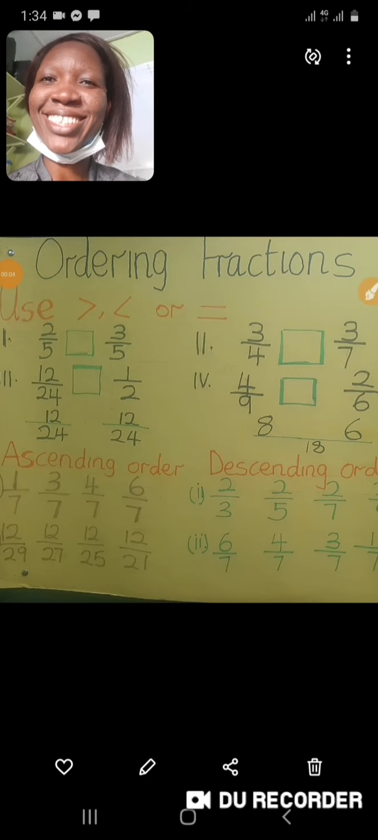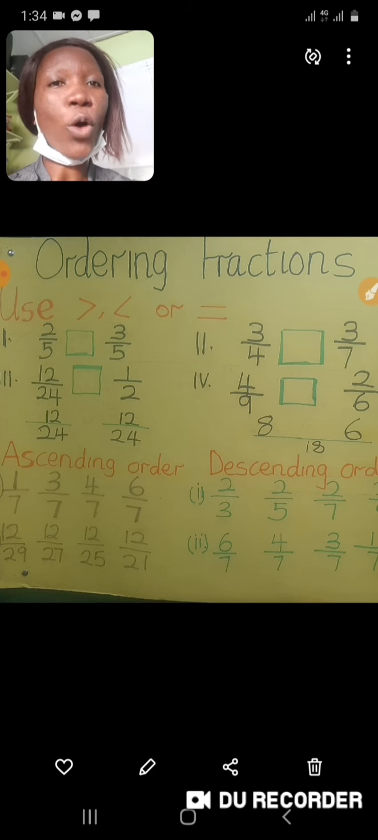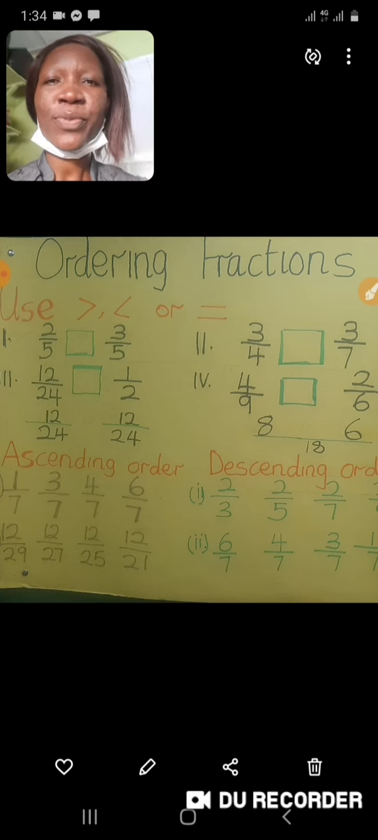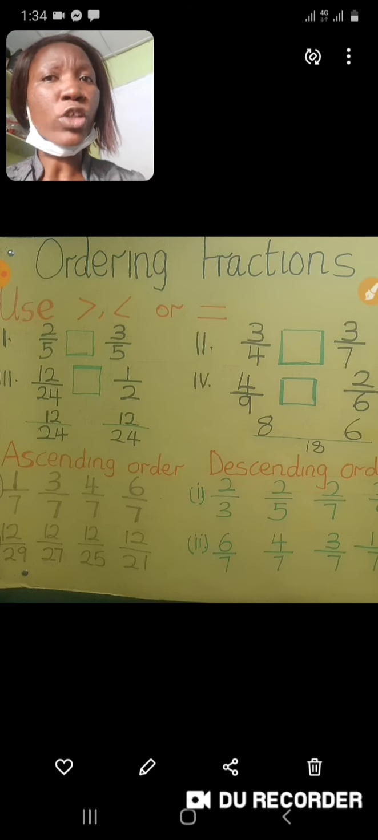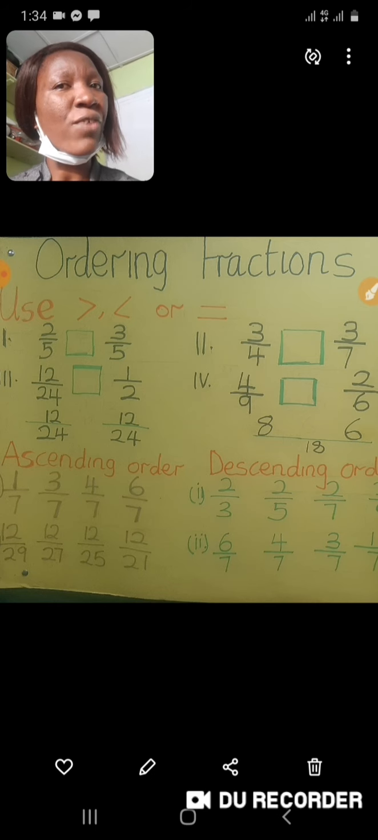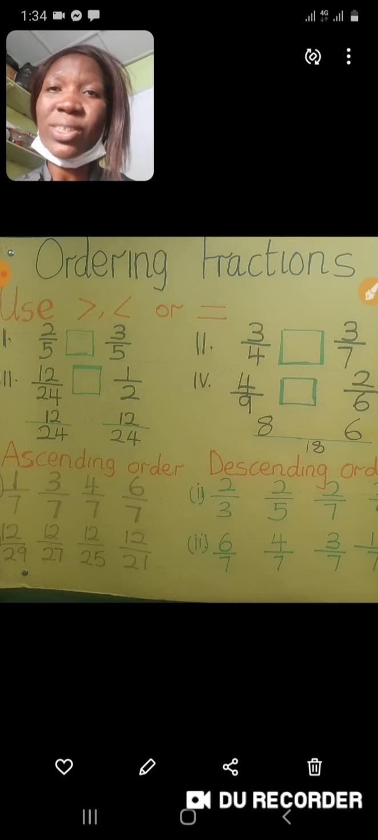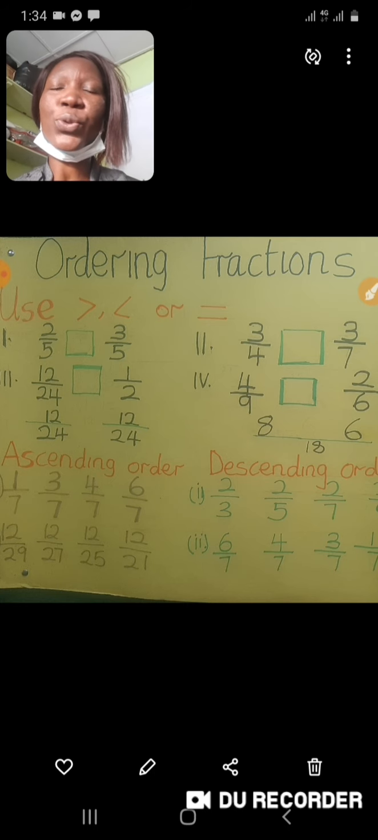Hello everyone. Yes, it's a new week and we are starting this week in mathematics with ordering fraction. Before then, we've discussed a lot on fraction. We said fraction is part of a whole, right? We talked about equivalent fraction. Do you remember? We talked about lowest term. We've talked about addition of fraction that are like terms. What else did we do?